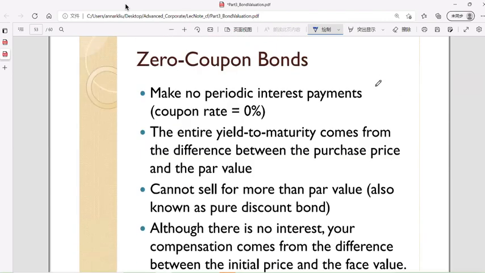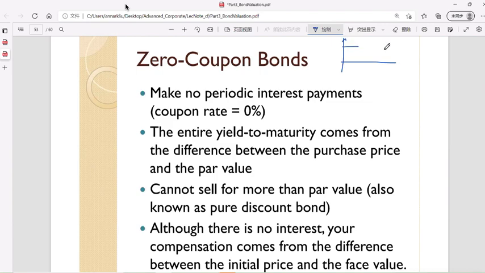Next, for zero coupon bonds, we already saw some examples, and we may use the yield to maturity of zero coupon bonds to depict the yield curve. Okay, so what's special for zero coupon bonds, right? It makes no periodic interest payments. The coupon rate is 0, right? That means all its return comes from the price changes, right? So you know that for zero coupon bonds, right?